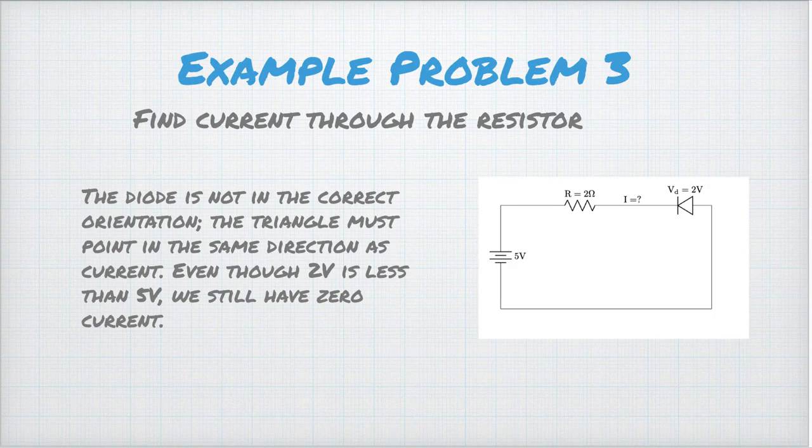This is the third example problem, and once again, we are looking for the current through the resistor. At first glance, again, we think that we can solve this problem in the same way that we solved the first problem. It looks very similar to the first problem. However, the diode is pointed in the opposite direction than it should be, and therefore, there is no current through the loop.